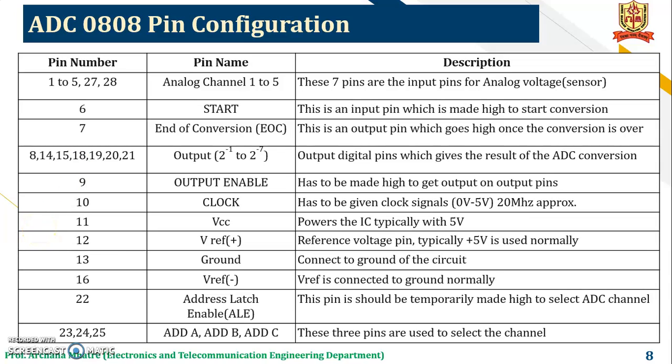Pin number 12 is for V reference plus. Pin number 13 is for ground. Pin number 16 is for V reference minus. Pin number 22 is for ALE, that is address latch enable. Then pins 23, 24 and 25 are for the 3 address lines, address A, address B and address C. With the help of these address lines, a particular channel can be selected.